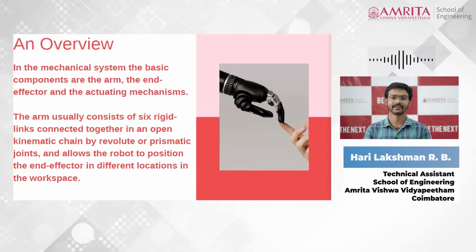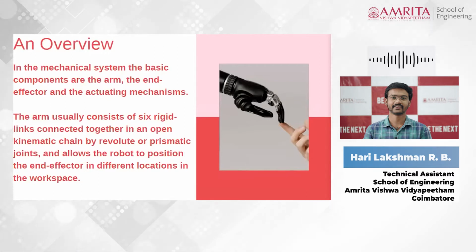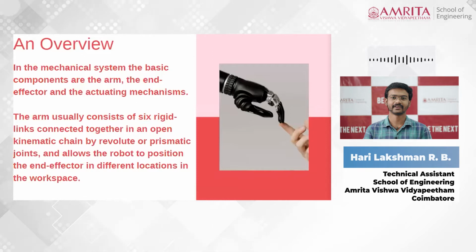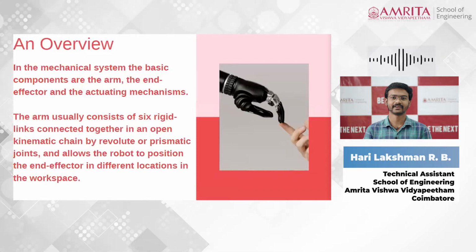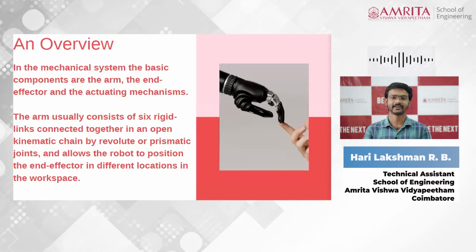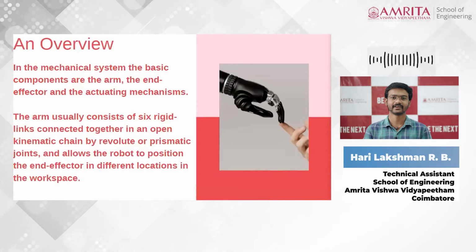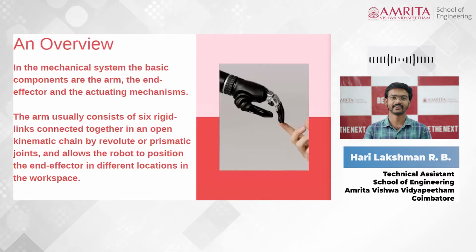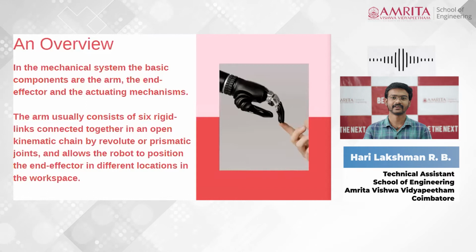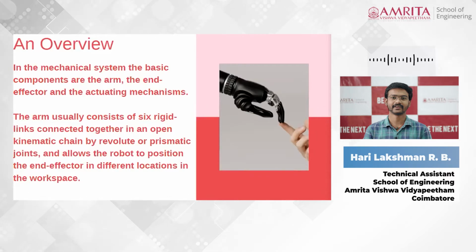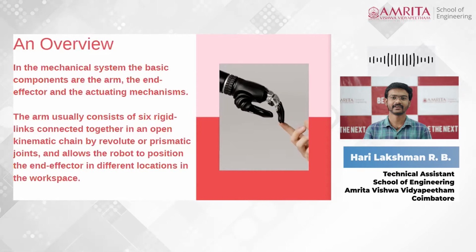It consists of the following physical components: mechanical system, sensors, and controller. In the mechanical system, the basic components are the arm, end effector, and the actuating mechanisms. The arm usually consists of six rigid links connected together in an open kinematic chain by revolute or prismatic joints, and it allows the robot to position the end effector in different locations in the workspace.